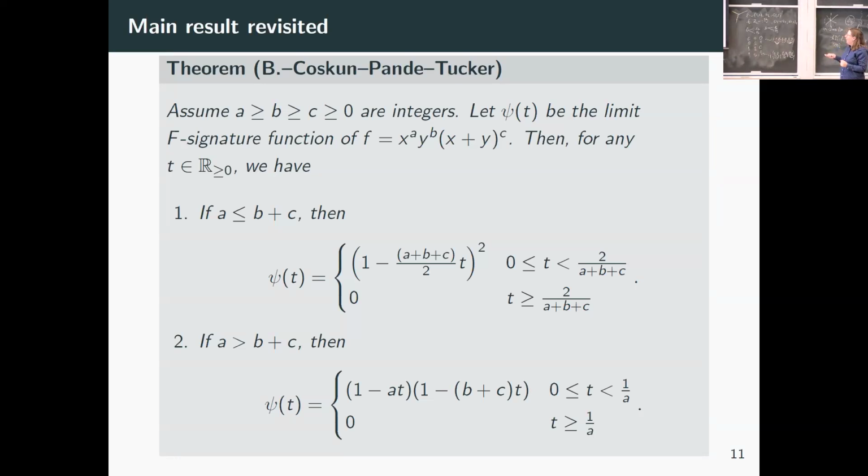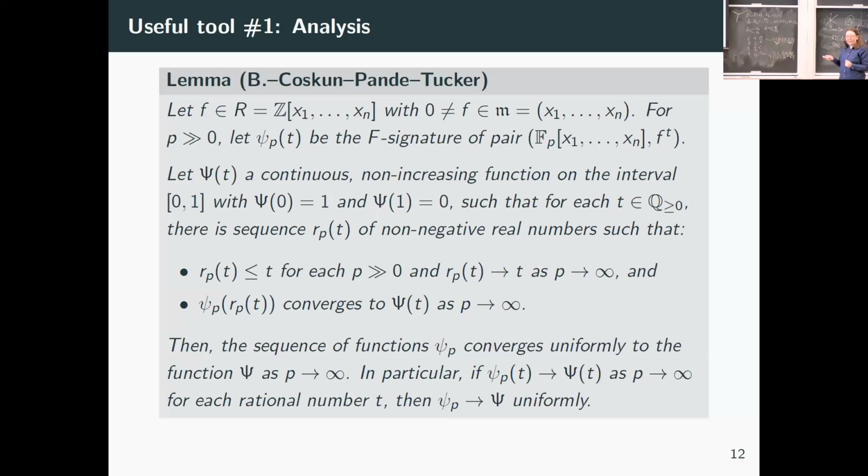And the first one is unfortunately analysis. Okay, there's a lot of text on this slide, which I feel bad about, but what you should be thinking is, okay, I have this capital psi, it's a candidate F signature function. I don't know whether it's my limit F signature function yet, but it at least is continuous and it satisfies the right endpoint and non-increasing properties.